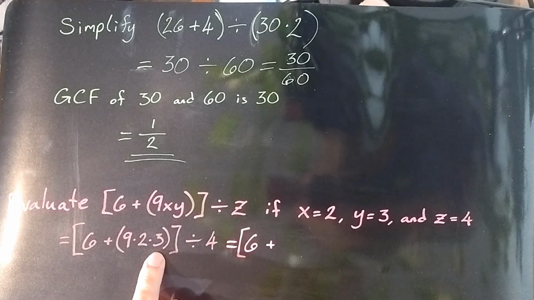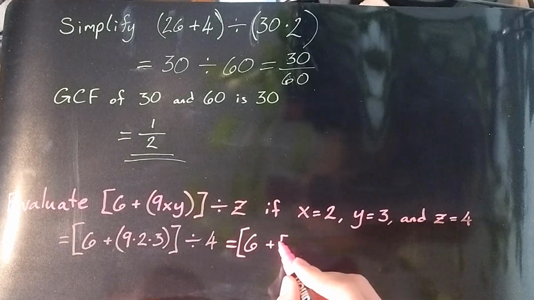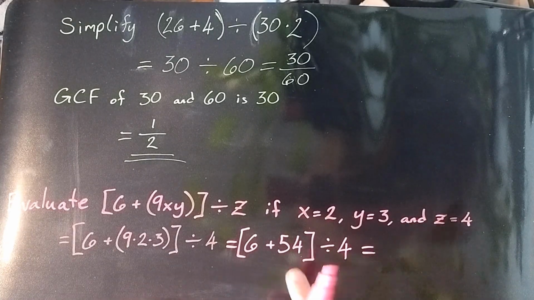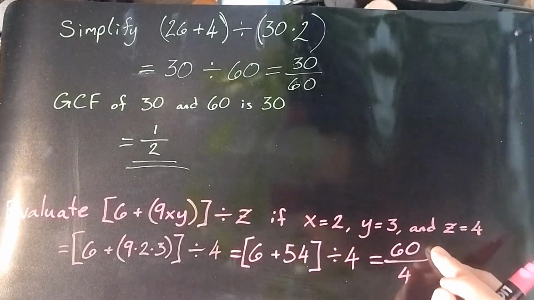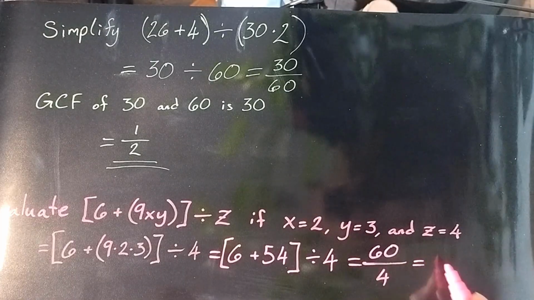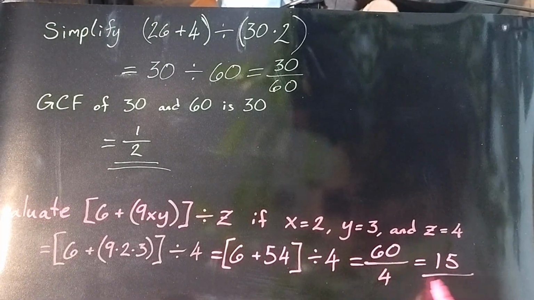2 times 3 is 6. 6 times 9 is 54. 6 plus 54 is 60. Divided by 4. 60 divided by 4 equals 15. And that is my answer.